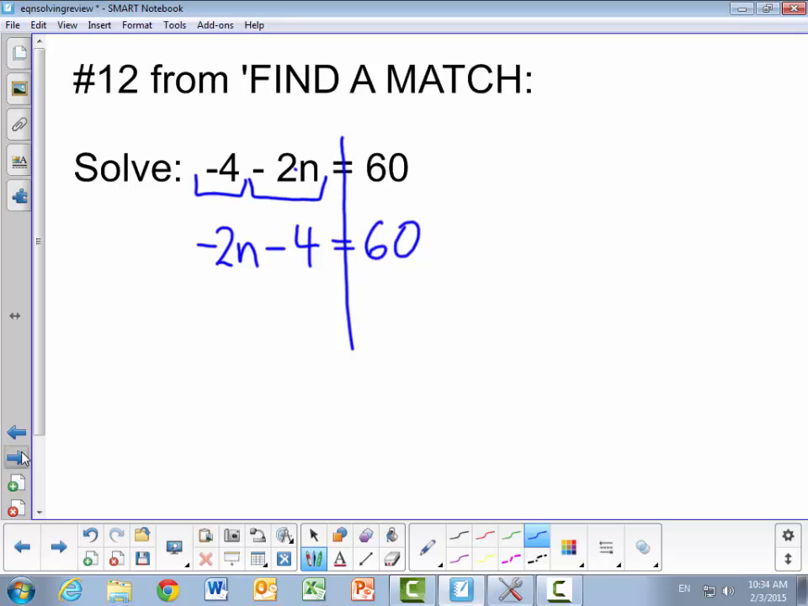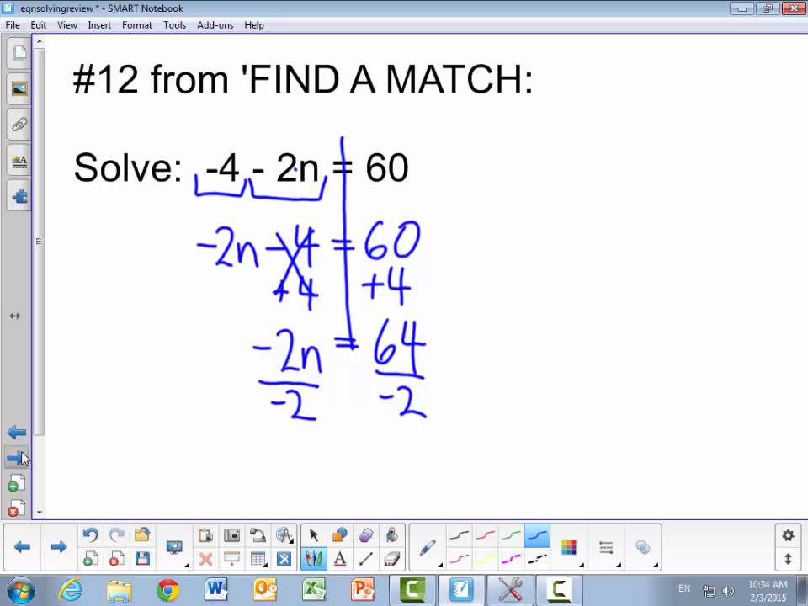So the opposite of subtracting by 4 is adding 4 to both sides. That cancels. So now I have -2n equals 64. And what's still happening to n? It's being multiplied by -2. The opposite of that is to divide by -2. And so my final answer is n equals -32.